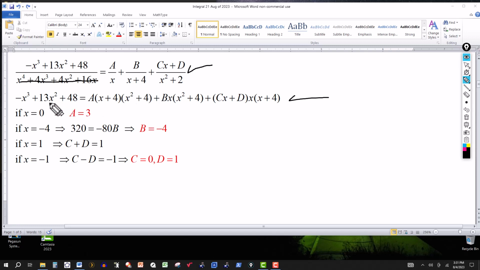That's one way to do it. And then you have a system of equations, 4 equations and 4 unknowns. But you can also do this. Since this actually forms an identity, I can just pick values for x here.